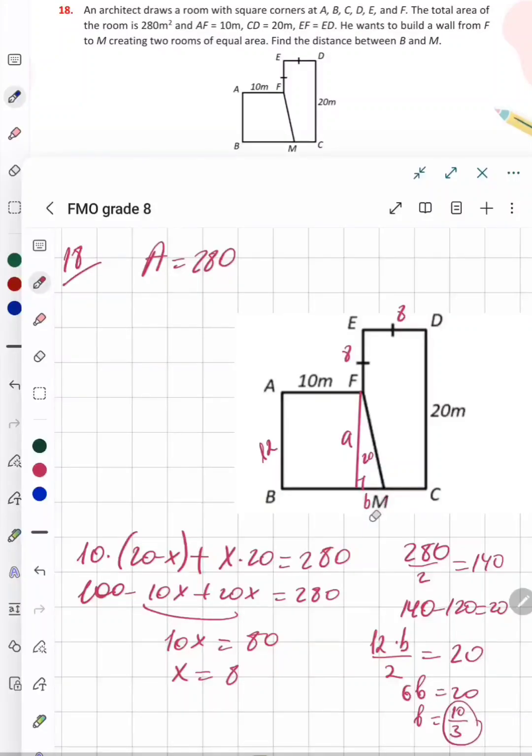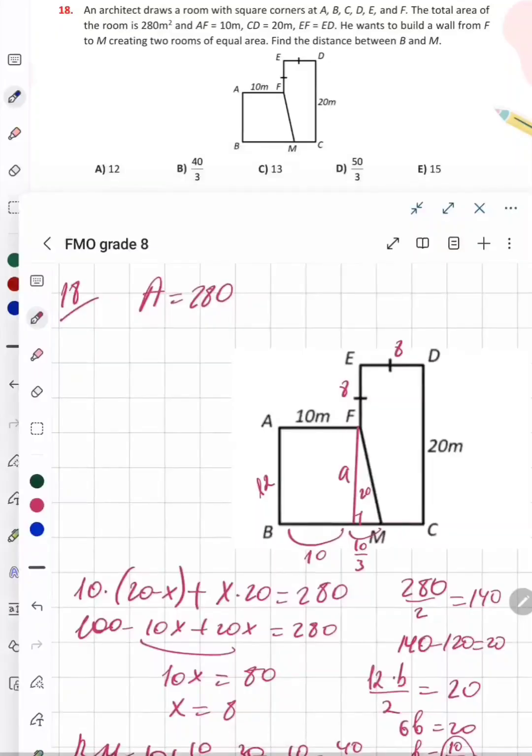This is our small segment, we called it B. Now this is 10 over here and 10 over 3. If we add them, we will find BM. So 10 plus 10 over 3 is going to be, let's write 30 over 3 plus 10 over 3, which is 40 over 3. The correct answer will be B1.